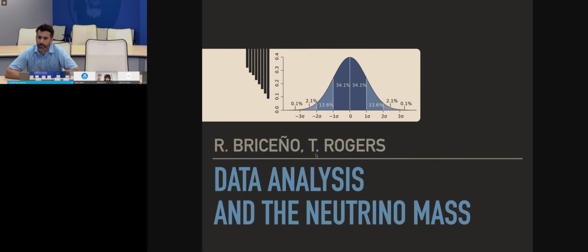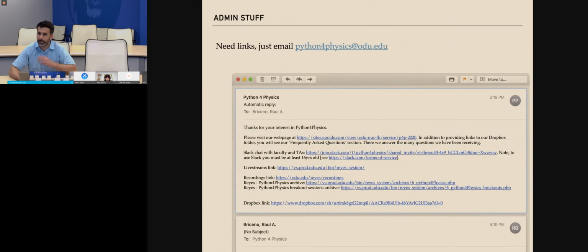So today we're going to talk about data analysis and analyzing data broadly. And we might start talking about how to determine masses of particles that we can't see. And so this is going to be tied to the neutrino mass. I might not get to that today, in which case we'll pick that up on Thursday. But before that, let's take care of some administrative stuff.